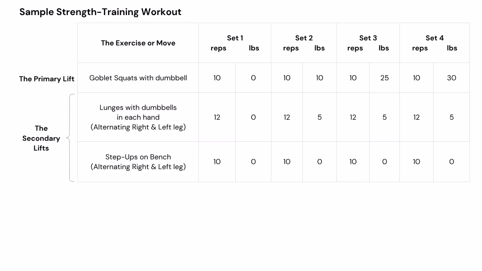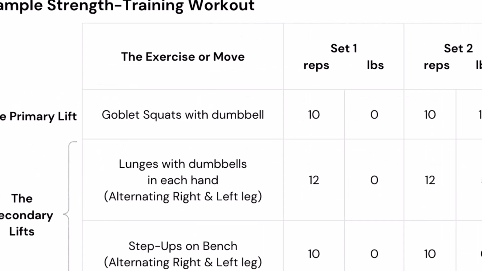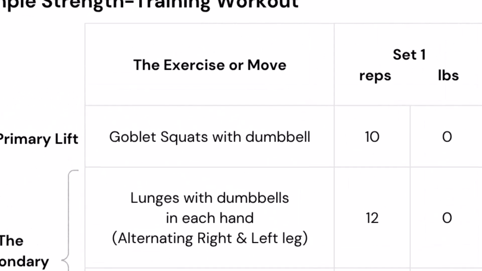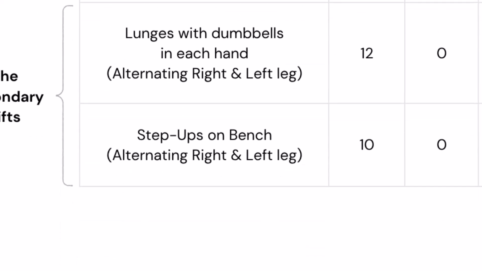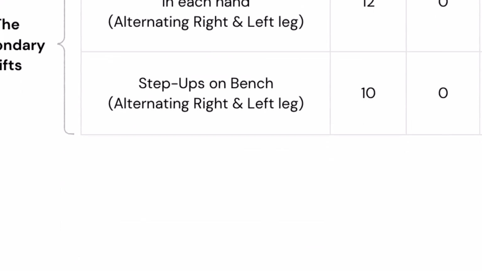Now let's take a closer look at a sample training tracker. This gives you a great example of how to understand how you can combine sets and reps to create an entire workout for strength training. You can see in this chart, we've got the exercise or move. And in this case, the first one is goblet squats with a dumbbell, and then lunges with dumbbells in each hand, alternating the right and left leg. And finally, step ups onto a bench or some kind of stable surface, again, alternating the right and left leg.